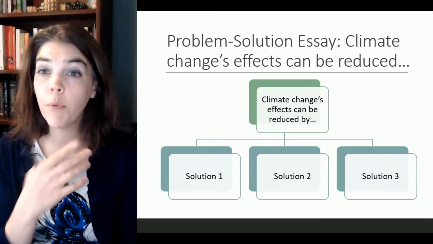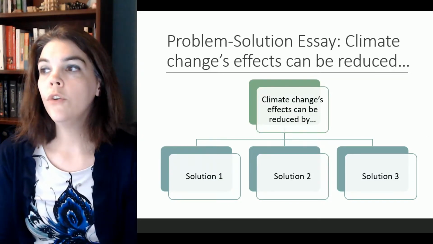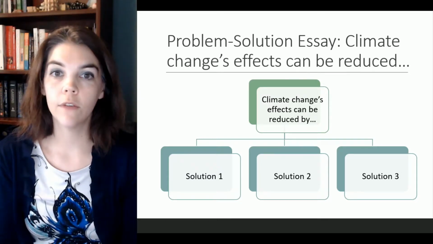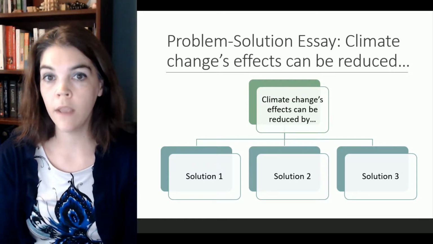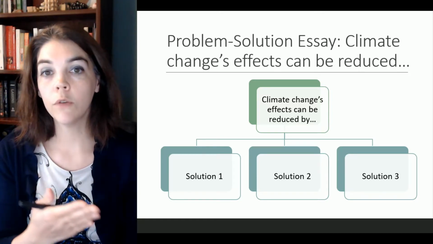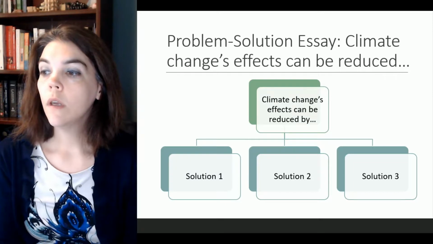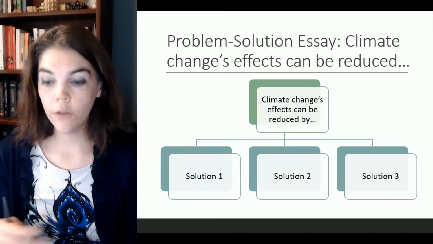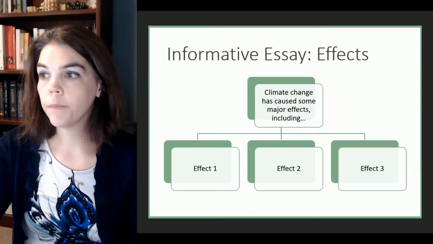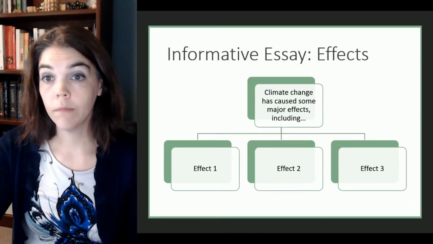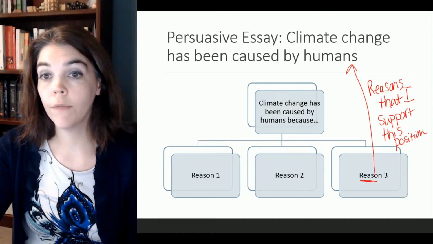If you're writing a problem solution paper, your organization could look like this. Climate change's effects can be reduced by solution 1, solution 2, solution 3, okay? And so, as you can see in all of these, I've decided to go with 3, 1 for each paragraph, okay?